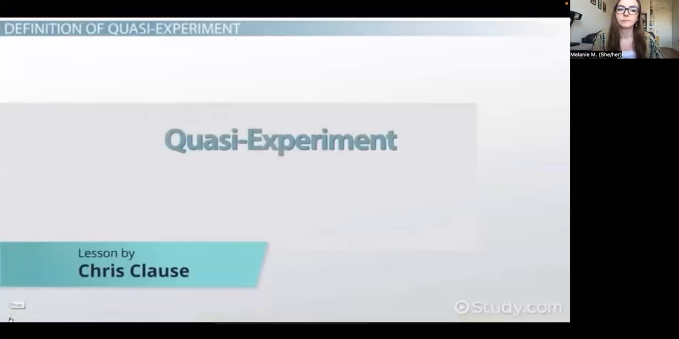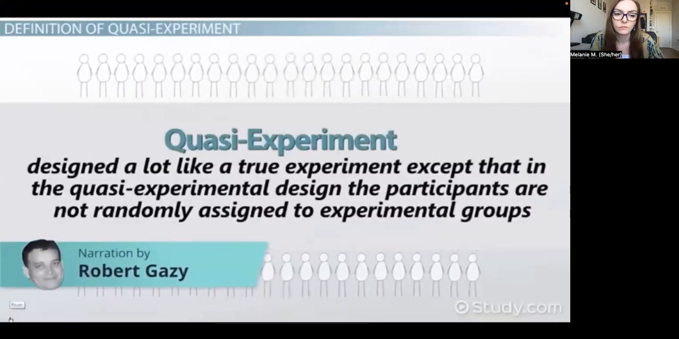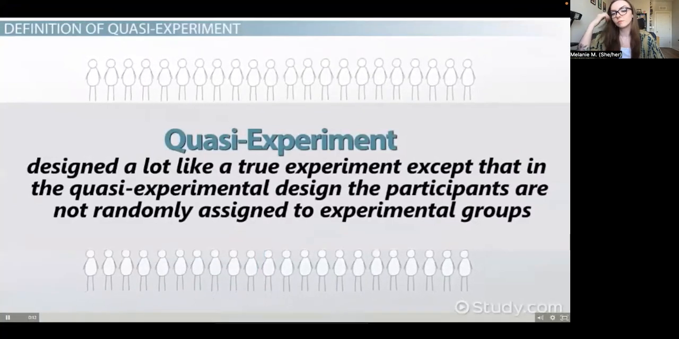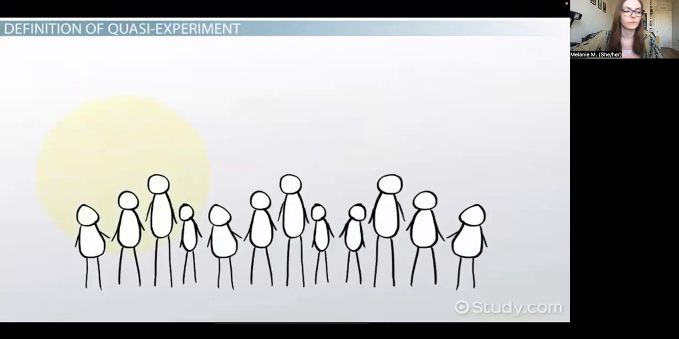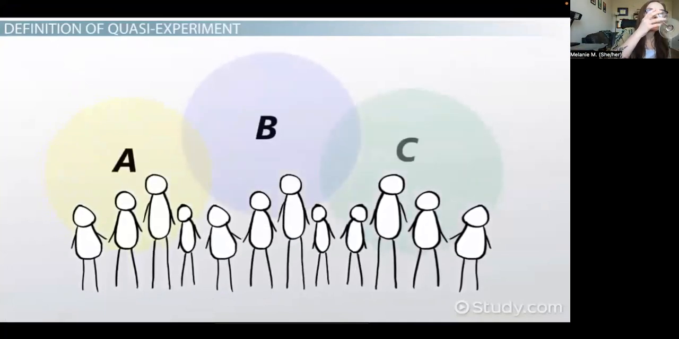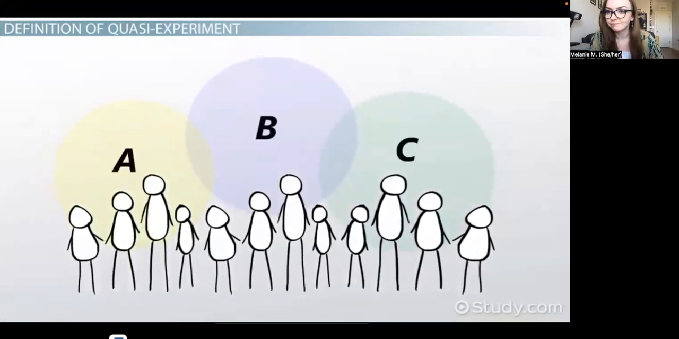A quasi-experiment is designed a lot like a true experiment, except that in the quasi-experimental design, the participants are not randomly assigned to experimental groups. In a true experiment, research participants have an equal chance of being assigned to any condition of the independent variable, the one being manipulated by the researcher, that is involved in the study.